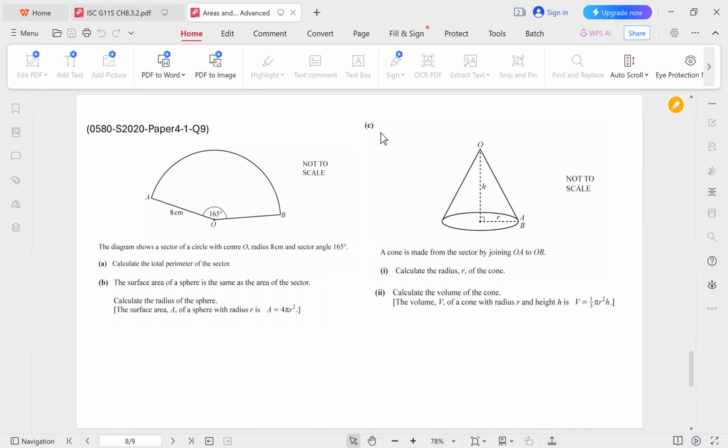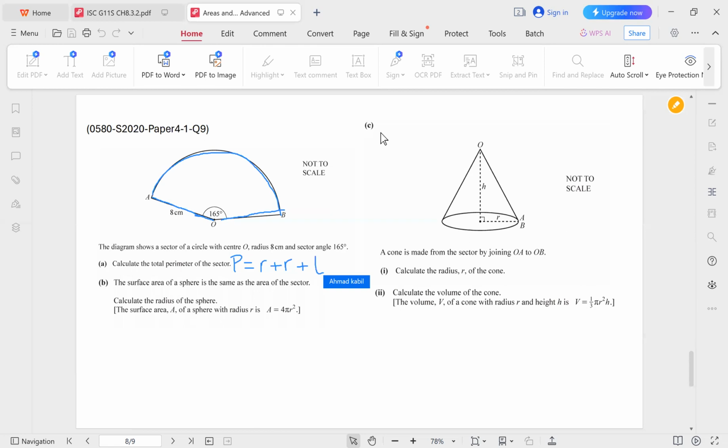In this final question, the diagram shows a sector of a circle with center O, radius 8, and sector angle 165. Calculate the total perimeter of the sector. In order to get the perimeter, we need to realize that this side here is part of the perimeter, this side here is part of the perimeter, and this length of arc here is also part of the perimeter. So the perimeter is equal to R plus R plus L.